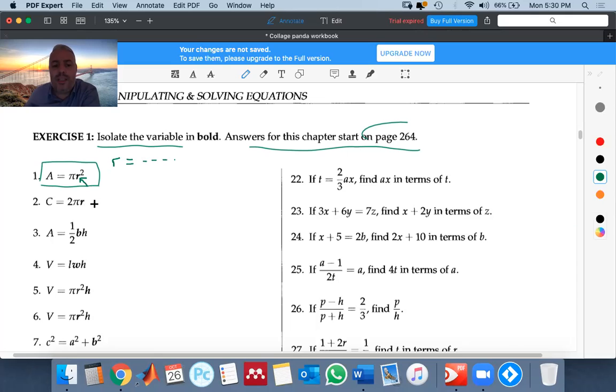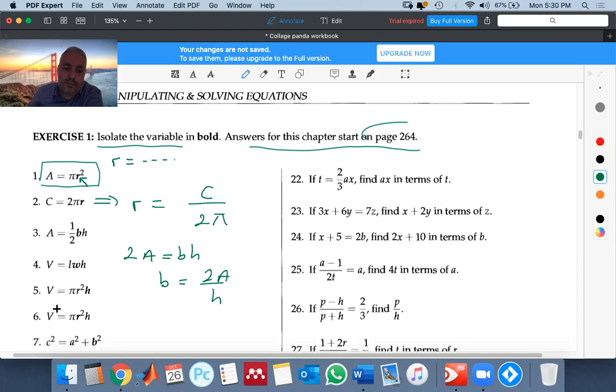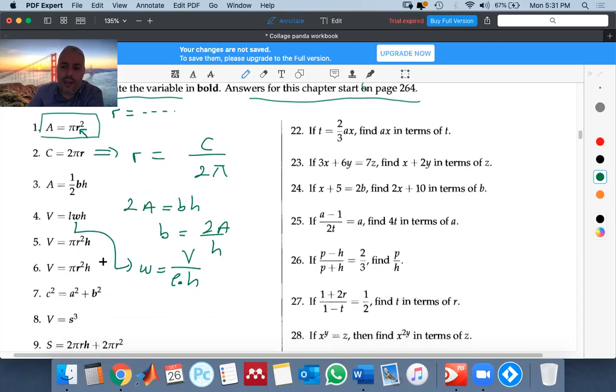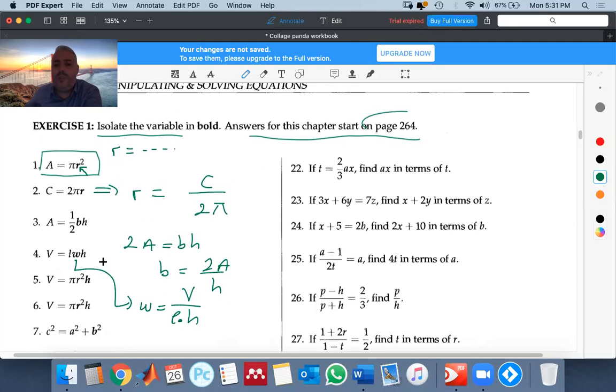For example, a simple one, let's see here. It says R is bold, so R is equal to C over 2 pi. Finish. Or B is equal to, what is B? 2A is BH, so B is equal to 2A over H. Or what is W? It is equal to V over L times H. Is it okay? Yes, thank you. Okay. Now, how could it be questioned? Yes, like this you can see in the SAT.